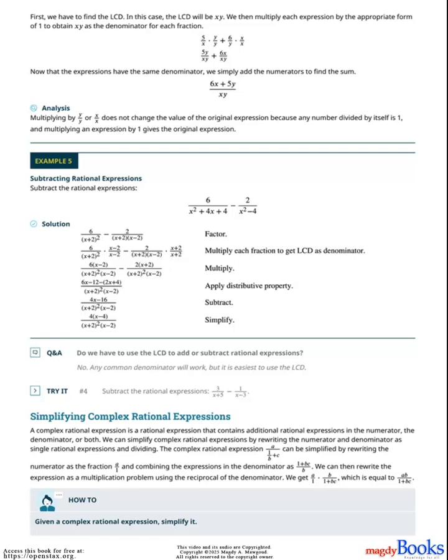The complex rational expression a divided by 1 over b plus c can be simplified by rewriting the numerator as the fraction a over 1 and combining the expressions in the denominator as 1 plus bc over b. We can then rewrite the expression as a multiplication problem using the reciprocal of the denominator. We get a over 1 times b over 1 plus bc, which is equal to ab over 1 plus bc.